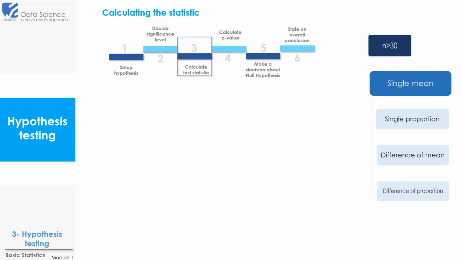So we'll start with our first test, that is for single mean. This test is to check if the hypothesized population mean is equal to the sample mean. Or in other words, it is to check if our sample shows enough evidence so that we fail to reject the null hypothesis that makes a claim about the population mean.